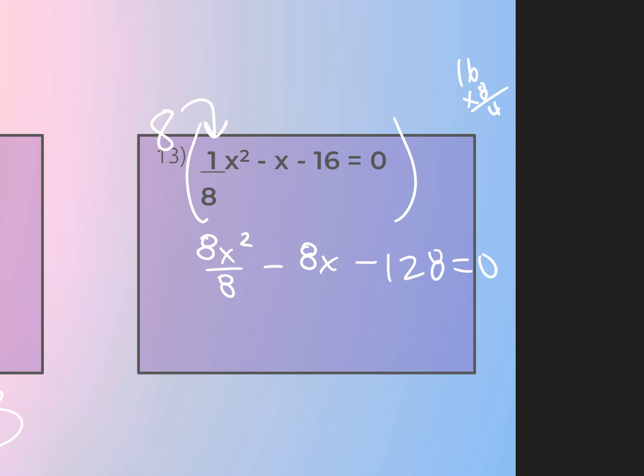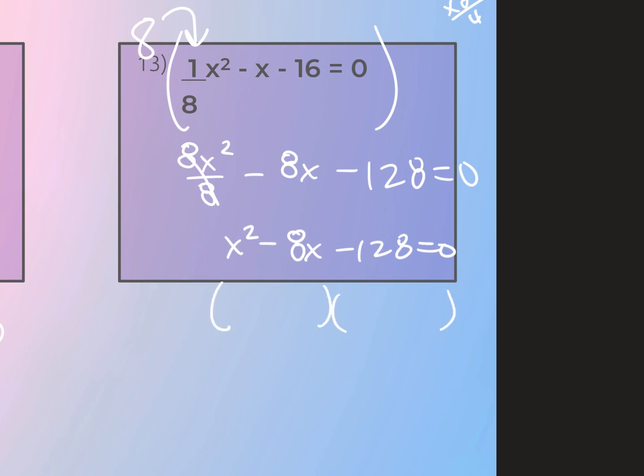Now, can I simplify anything before I go ahead and try and factor this? What's 8 divided by 8, guys? 1. The whole reason that we did that was to get rid of that fraction. So we have x squared minus 8x minus 128 equals 0.